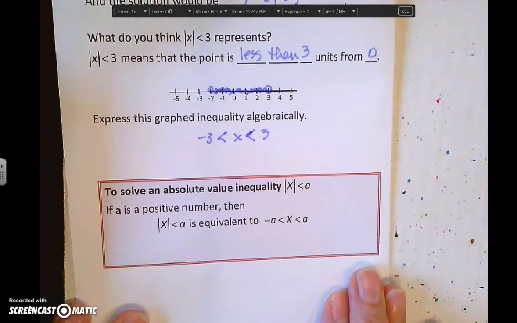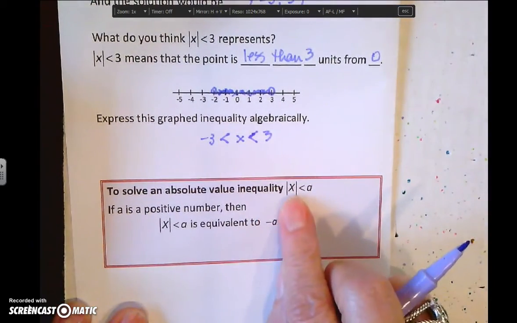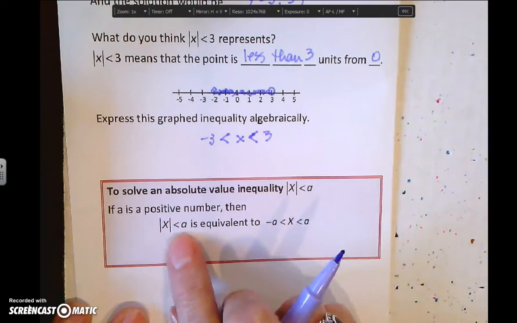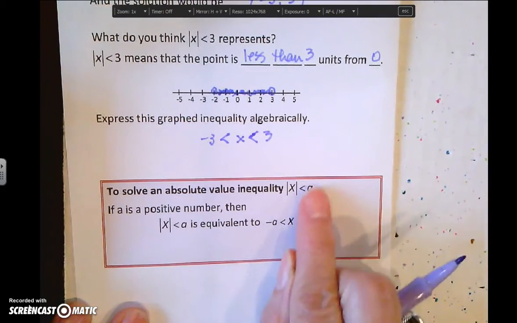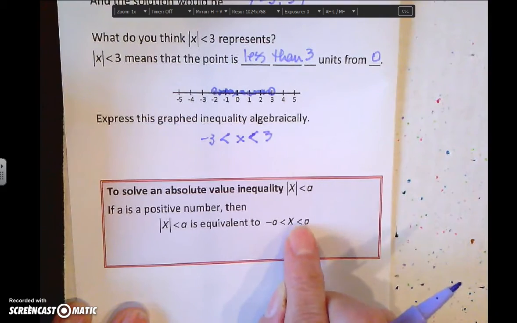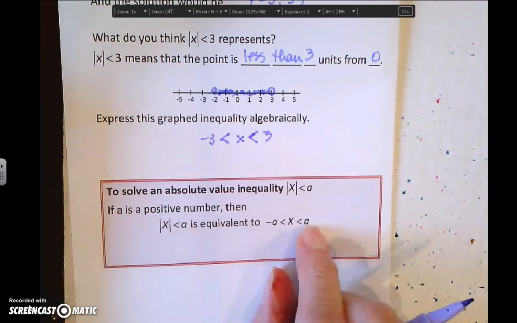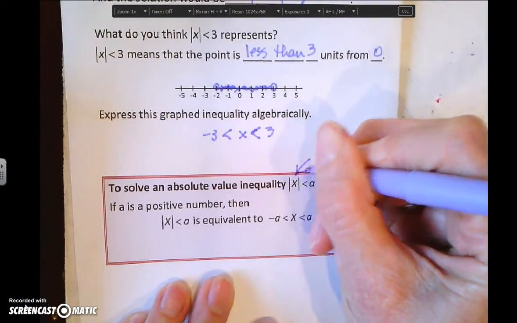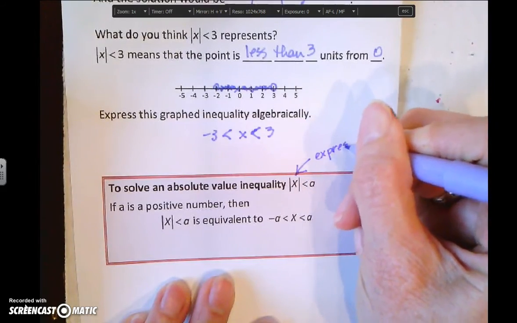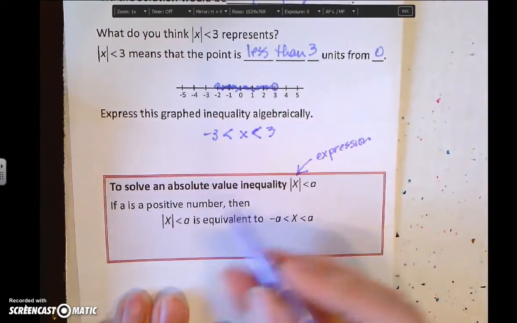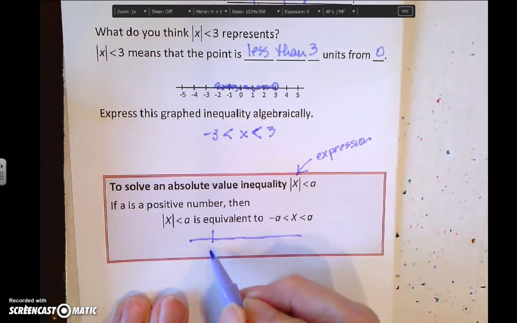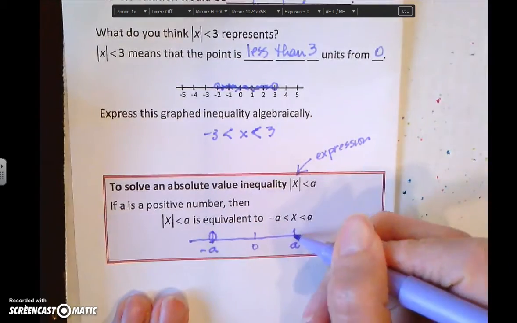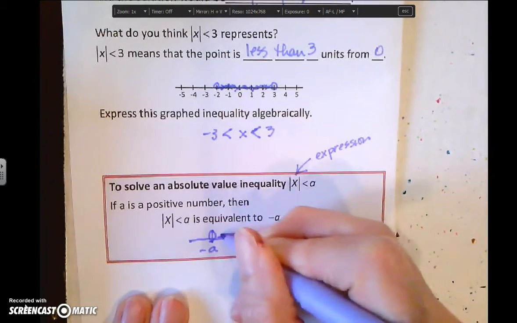So to solve an absolute value inequality where we have the absolute value of x is less than a, as long as a is positive, then the absolute value of x is less than a is equivalent to the negative of a is less than x is less than a. So remember from the past discussion that x can represent any expression that's inside of there. Also, the number line then would look like this, where we'd have the -a, here's +a, 0 is going to be in the middle, and it's going to be everything in between, so it's going to look like this.